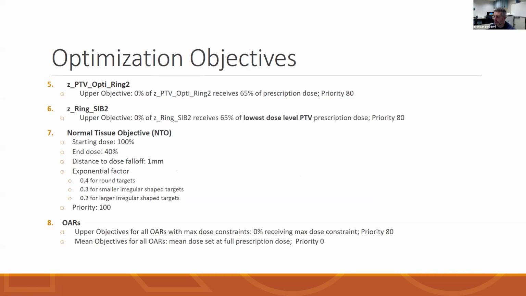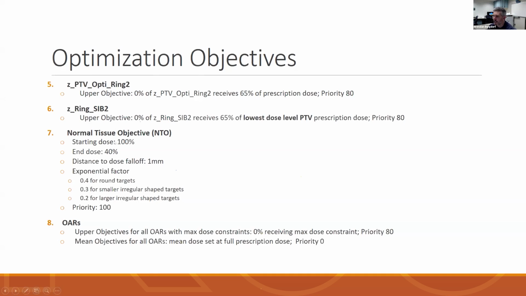Then we'll use a normal tissue objective. I know this is a standard option in Eclipse. I'm not sure in other planning systems what this may be called or if this is always available. But basically, this is just an optimizer tool that looks at the area outside of anything that's been defined as a PTV. So anything in your optimization that you put a lower objective on, this normal tissue objective tool will try to contain the dose around that area. So it's working very similar to the rings that we've set up. And these are the normal settings that we use for our normal tissue objective.